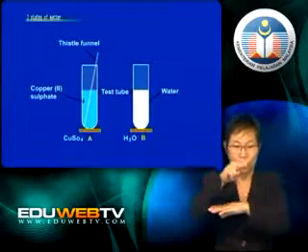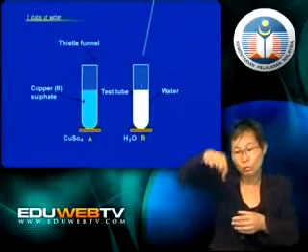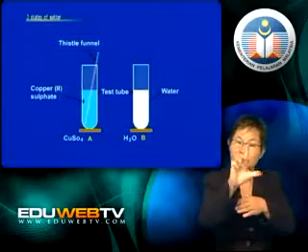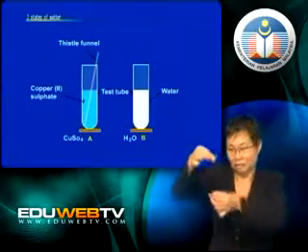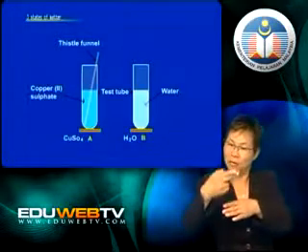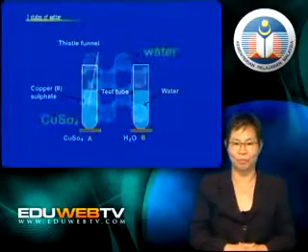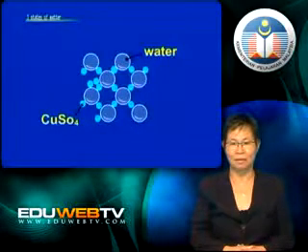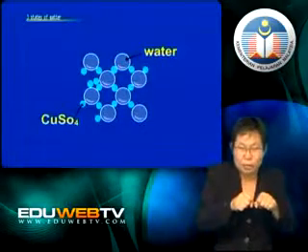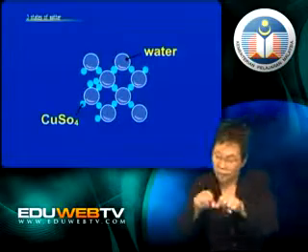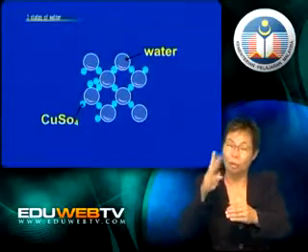Next, we shall observe the space between the particles in liquids. Drop concentrated copper sulfate solution into a test tube containing water using a thistle funnel. The blue color of copper sulfate slowly spreads and turns the water blue. You see, unlike solids, there are spaces between liquids. Since the spaces between the particles in liquids are larger, the diffusion of the copper sulfate in water is faster.